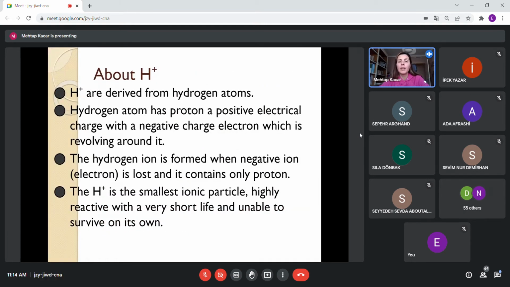Hydrogen ions are derived from hydrogen atoms. A hydrogen atom has a proton, a positive electrical charge, with a negatively charged electron revolving around it. The hydrogen ion is formed when the electron is lost, and it contains only a proton. The hydrogen ion is a very active particle, and it leads to reactions. Its half-life is very short, it is unable to survive on its own, and it is a very small ionic particle.